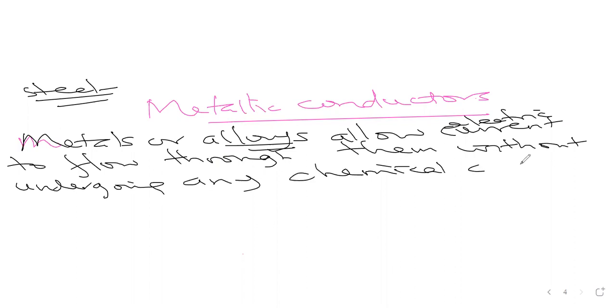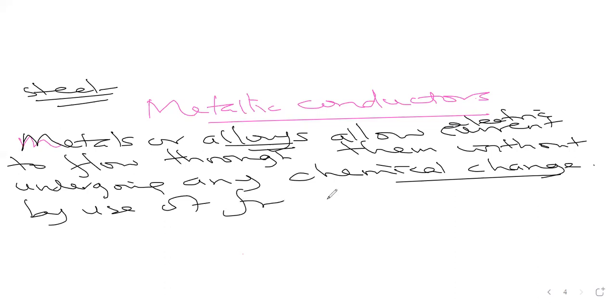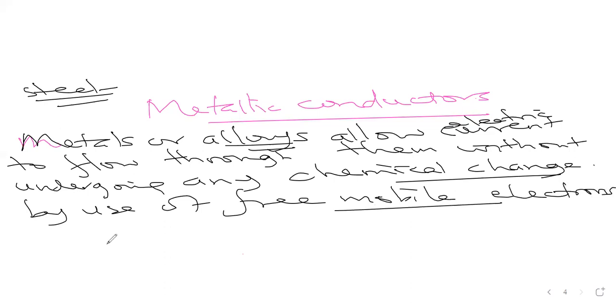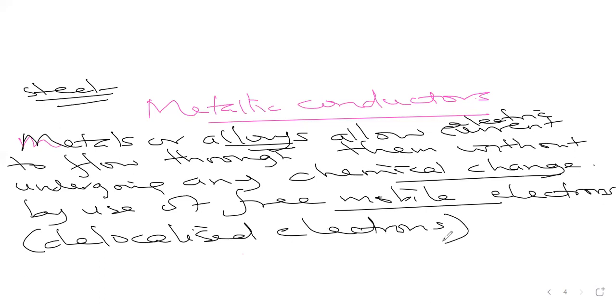Can you imagine? You have a copper wire, electricity goes through it from one point to another point. You touch it, it even shocks you, but the copper wire remains the way it is. It has no change chemically. So that mode of conduction involves the use of free mobile electrons. You may call them delocalized electrons or free mobile electrons.